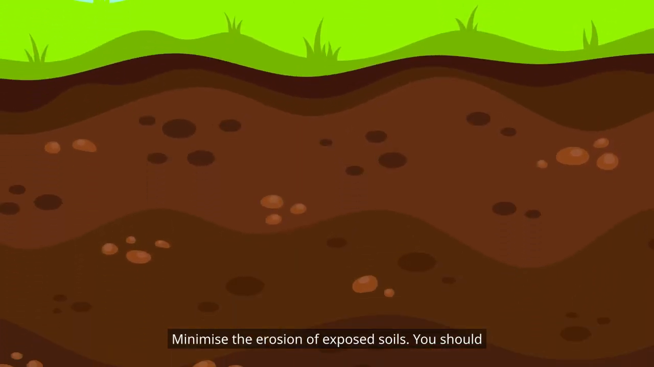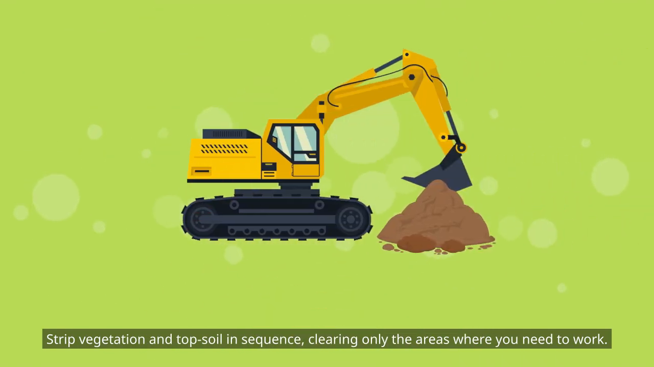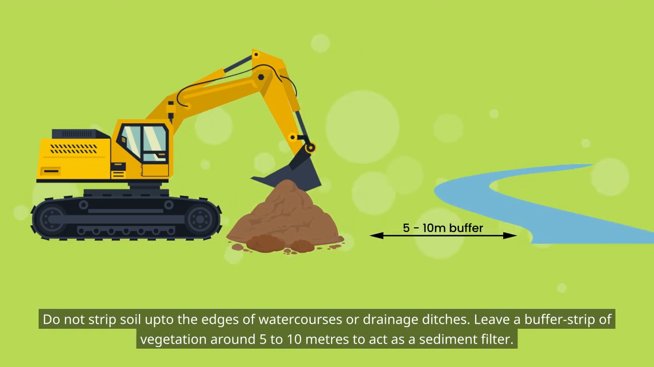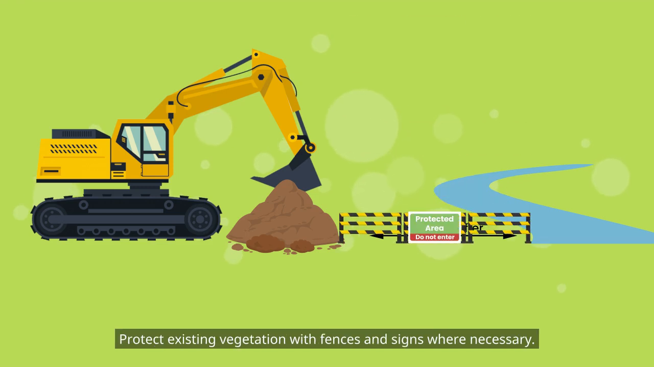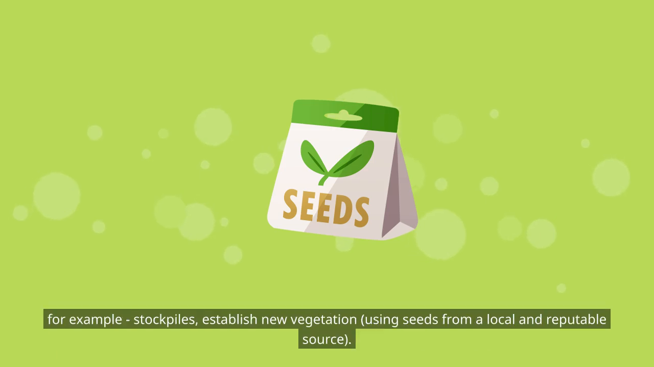Minimize the erosion of exposed soils. You should strip vegetation and topsoil in sequence, clearing only the areas where you need to work. Do not strip soil up to the edges of watercourses or drainage ditches. Leave a buffer strip of vegetation around 5 to 10 meters to act as a sediment filter. Protect existing vegetation with fences and signs where necessary. Where vegetation removal is necessary and it will not be replaced by permanent works, for example, stockpiles, establish new vegetation using seeds from a local and reputable source.